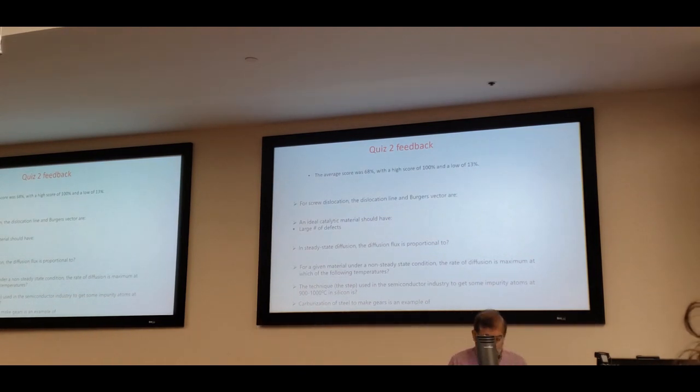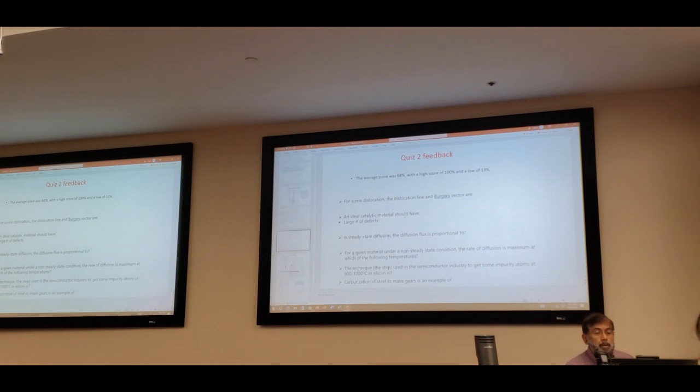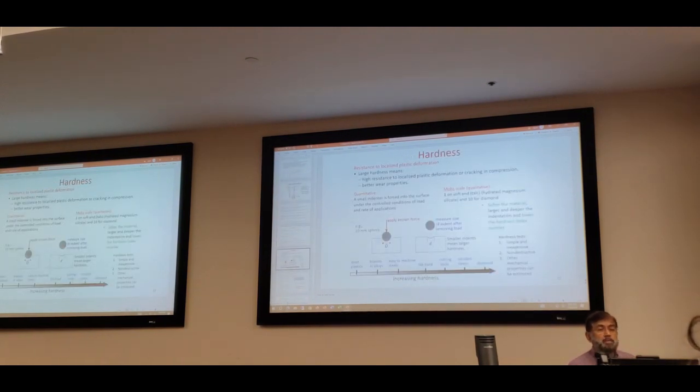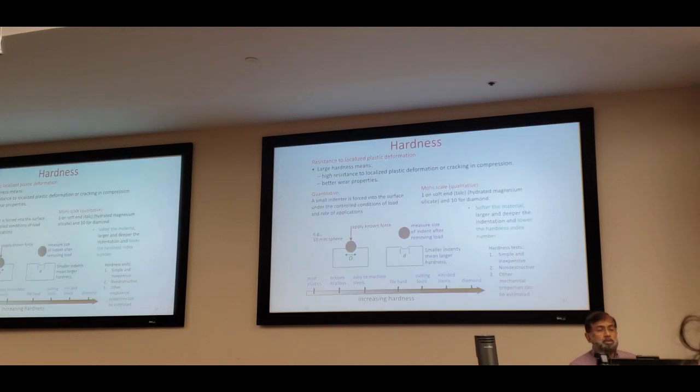Now, looking at the next one, the Rockwell hardness. I talked about the hardness measurement. What is hardness? A measure of a material's resistance to localized deformation, plastic deformation. That's the point you need to remember. Hardness is the resistance to plastic deformation.